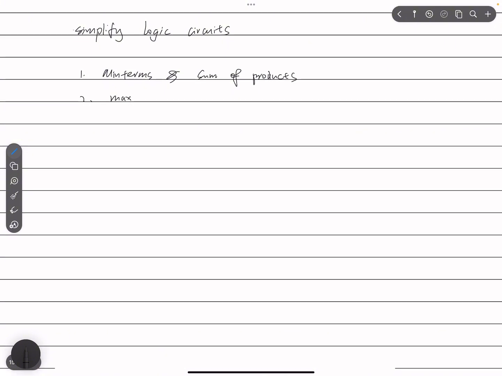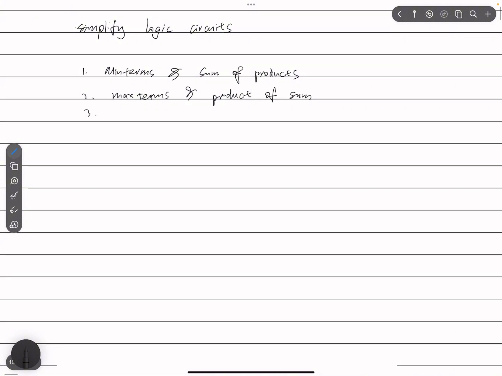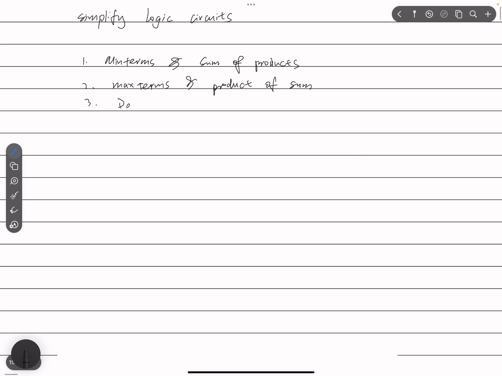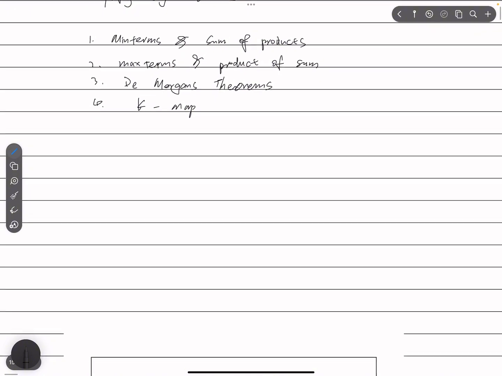Maxterm and product of sum. We also need De Morgan's law, which is De Morgan's theory. And also we use the K-map to help us do the simplification.